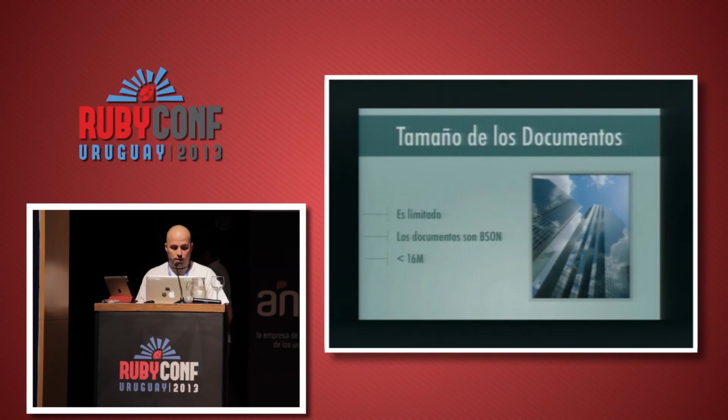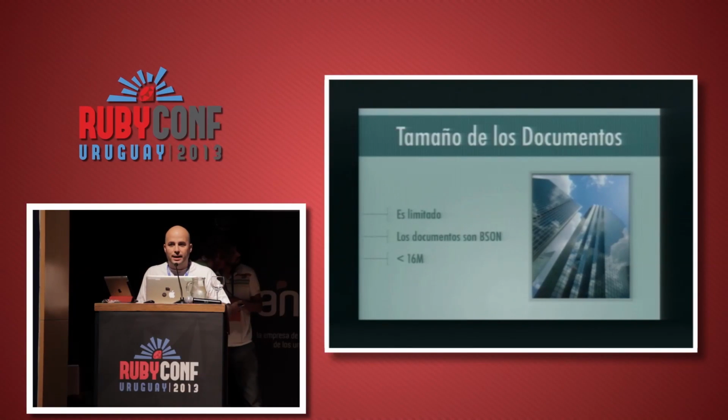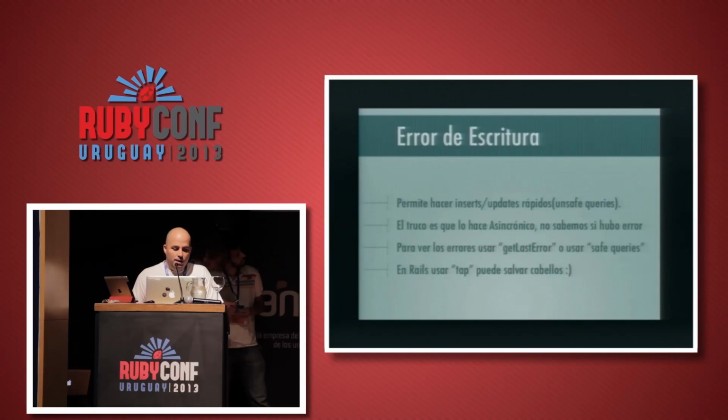Now, the size of the documents. All the relational databases store things in rows and columns. This database does it in a BSON format, which is a binary representation of JSON. This is limited in size. It is not unlimited. It is estimated that the size of the document should be less than 16 megabytes. It's not mandatory, but they will tell you more or less that if it's more than 16 megabytes, it is poorly designed.